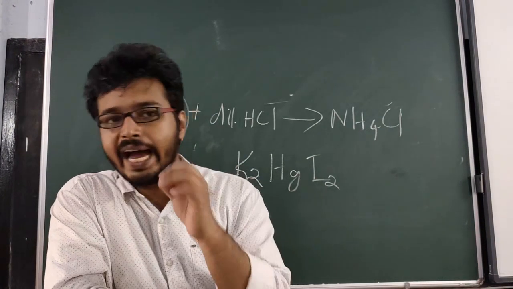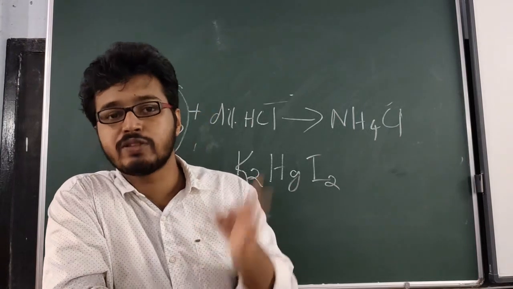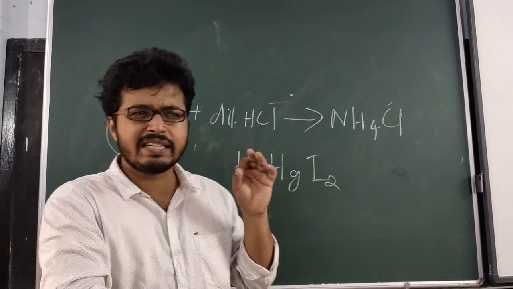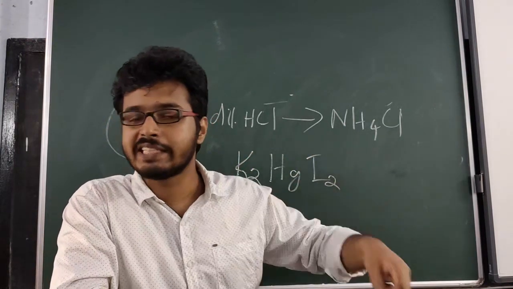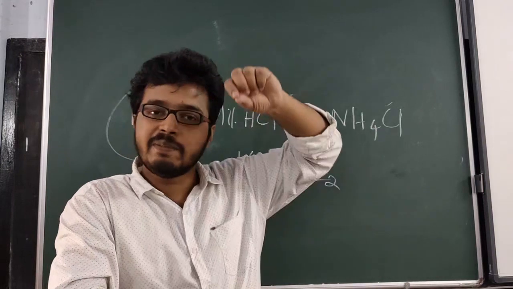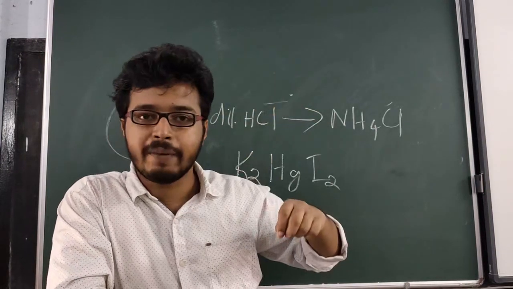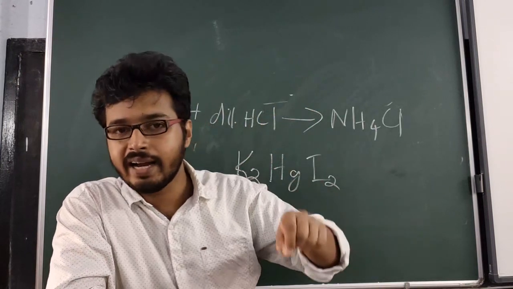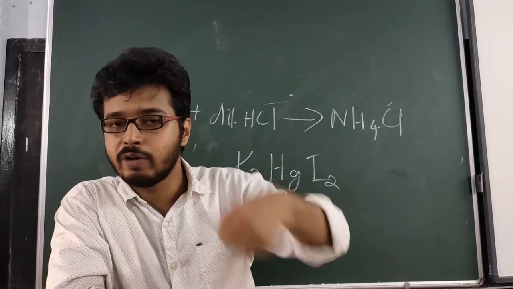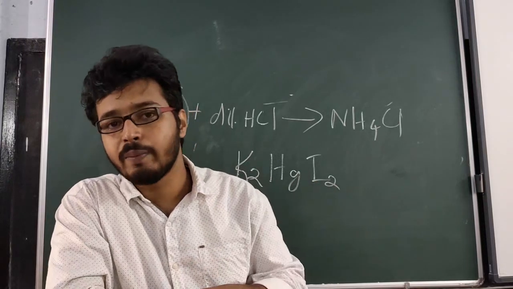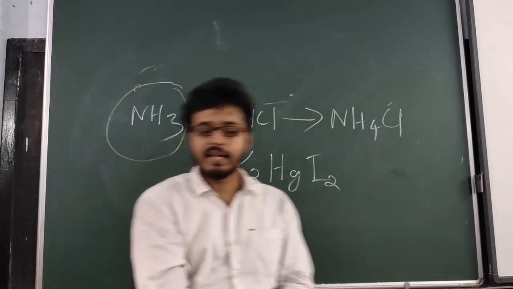So if you are adding any ammonium salt, or if you are passing ammonia gas to the Nessler's reagent, it will turn into a little bit brown color solution. Or you can do this same test by a different method: dip a filter paper or a piece of paper in the Nessler's reagent and let it dry. After that, bring the paper near the ammonia gas or ammonia solution, and it will turn brown. So this is the test to identify ammonia gas.